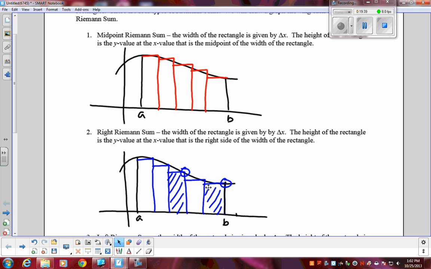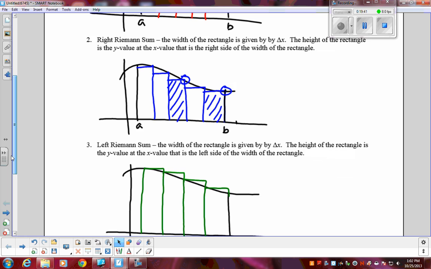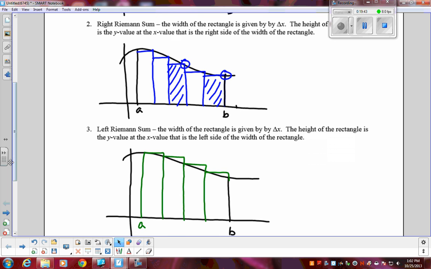Moving on to the left Riemann sum. So the left and the right are very similar, except that when we are looking at, let's say, the first rectangle, the height is from the left side of the interval. So in this rectangle, the height is again from the left side.